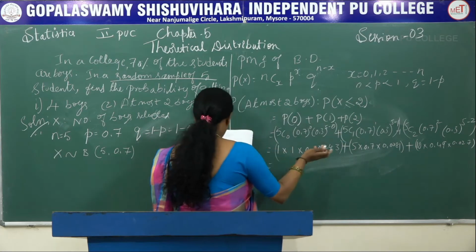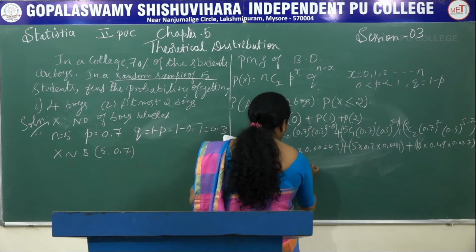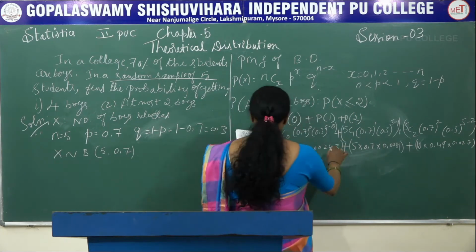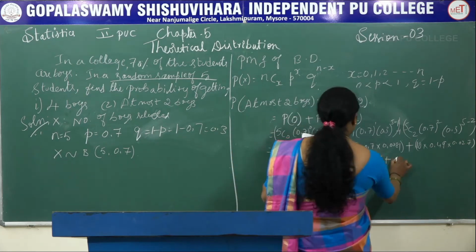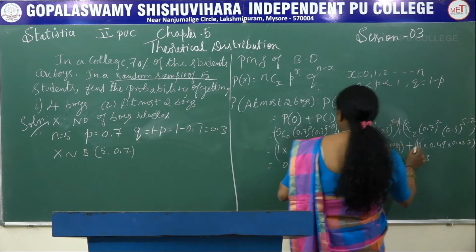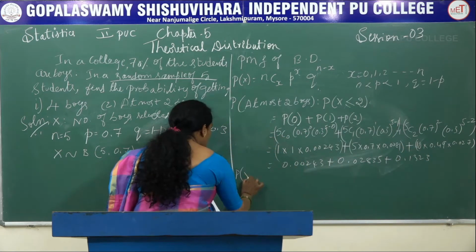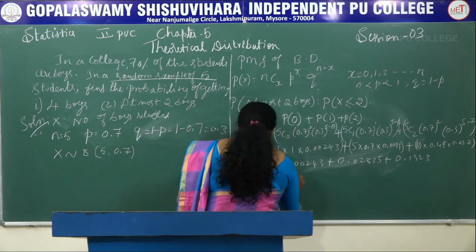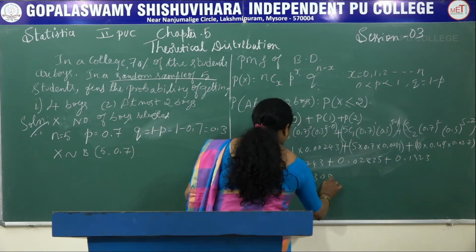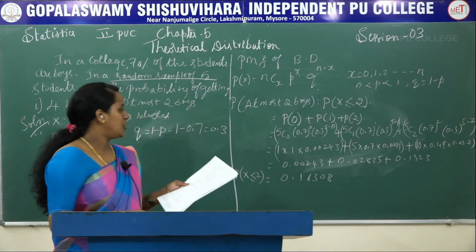Now you should add this. It is 0.00243 plus 0.02835 plus 0.1323. So the probability of x less than or equal to 2, or at most 2 boys, is 0.16308.